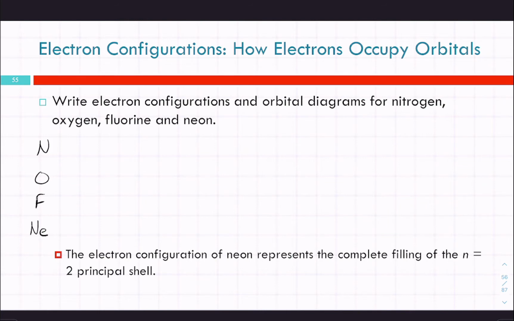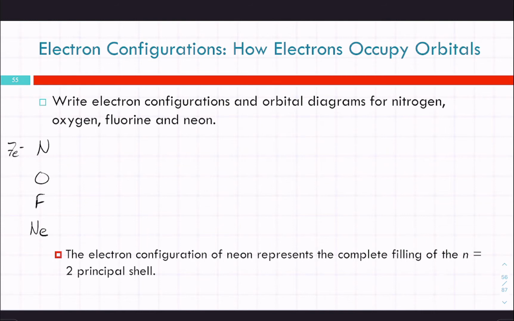So for nitrogen, I actually just told you this one. There are 2 ways that we can do this. We'll do it the first way that I told you about, where we just count the number of electrons. So nitrogen has how many electrons? 7 electrons, right? 7 protons, 7 electrons. So we've got 7 electrons that we need to fill in.